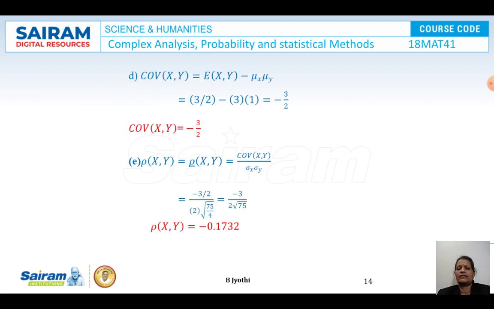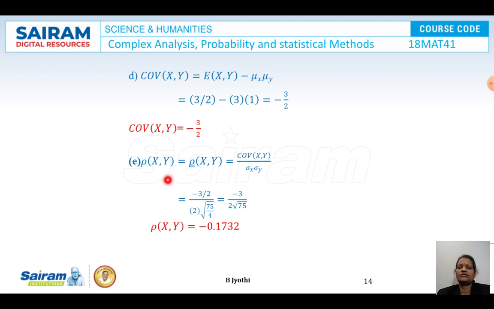Next is the covariance and the correlation. The covariance of xy is E of xy minus mu x mu y, which we have already computed, we just need to substitute. So E of xy was 3 by 2 and mu x and mu y were 3 and 1 respectively. On substitution and simplification, we get minus 3 by 2. Hence the covariance of xy is minus 3 by 2.